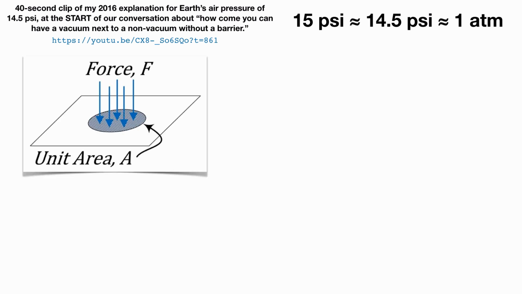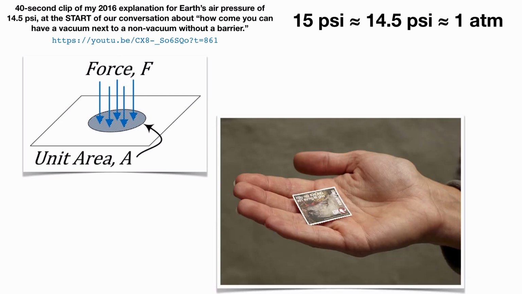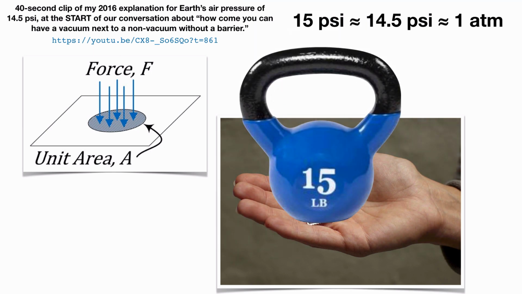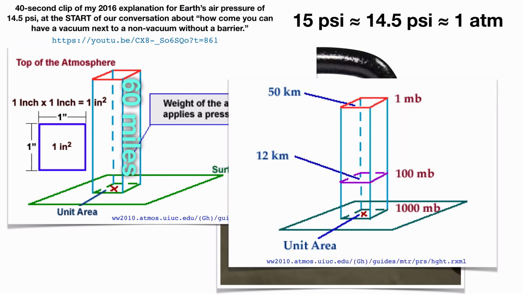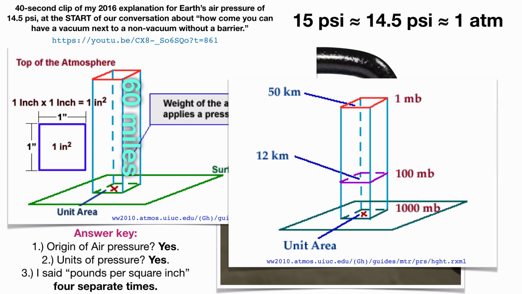The 15 pounds per square inch, or it's like 14.5 pounds per square inch, which is standard atmospheric pressure, which most people who are listening to this are experiencing. That's a weight per unit of area. So 15 pounds per square inch. So literally, if you had something that was 15 pounds and then you had it resting on a postage stamp on your hand, you're like, wow, that's pushing down really hard. 15 pounds per square inch. Well, what that is, is the weight of a column of air, literally 1 inch by 1 inch, that is 60 miles tall. Okay. And obviously, it gets thinner as you go higher and higher. So there's your answer key.